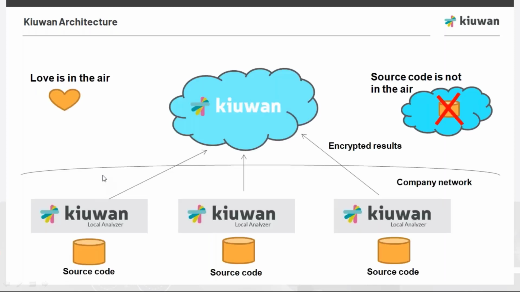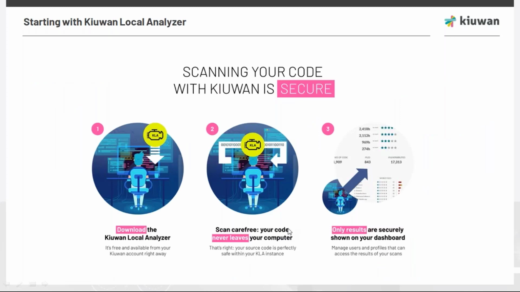As a joke, we can say that love is in the air, but source code is not in the air. The source code remains in our infrastructure. Okay, so how can we start with the Kiuwan Local Analyzer? There are 3 simple steps. First step is just to download this agent, the Kiuwan Local Analyzer. We will do that now. Then we can scan the source code, just telling the Kiuwan Local Analyzer the folder where the source code is, and then we will check the results in the cloud.